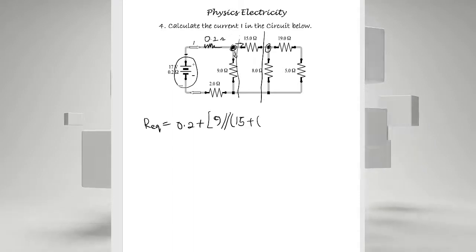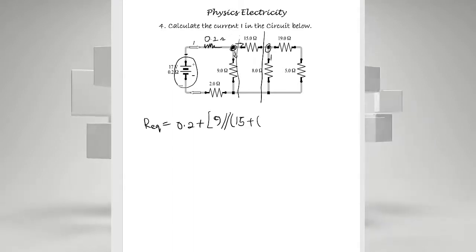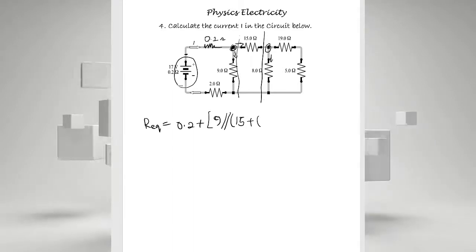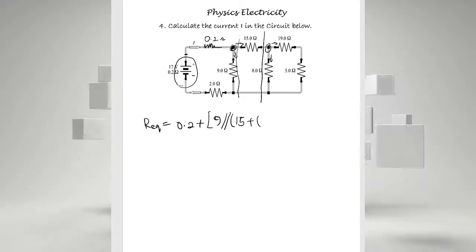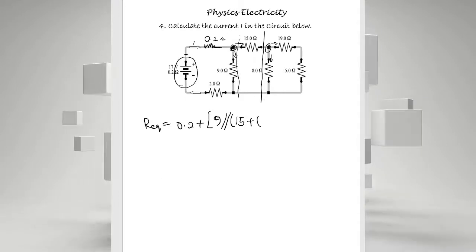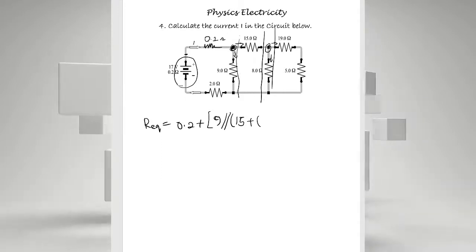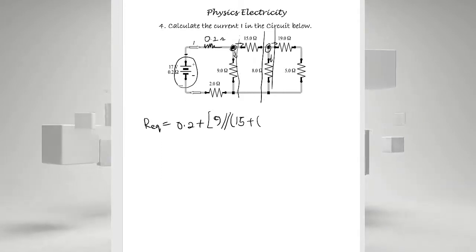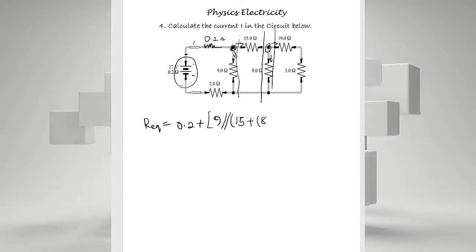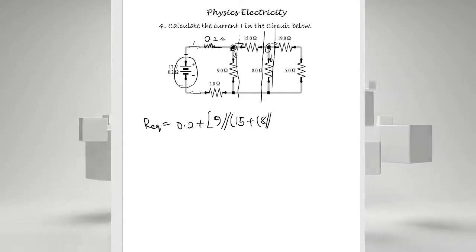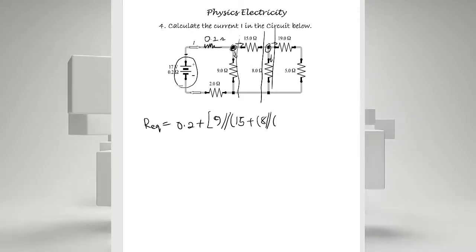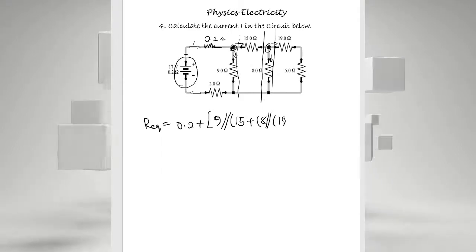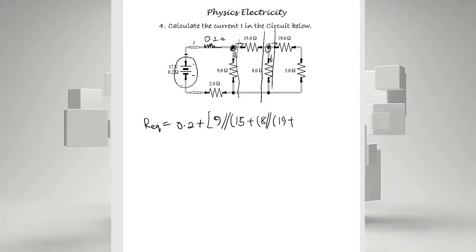When current gets to that node, what happens? It splits into two again. One going down to our 8 ohm resistor, and then the other going to the 19 ohm and coming to the 5 ohm resistor. There will be no split there because there is no node. So it means that the 8 ohm resistor is in parallel to the rest of the circuit. So that will be 8 parallel 19 is in series to 5. 8 parallel 19 plus 5.